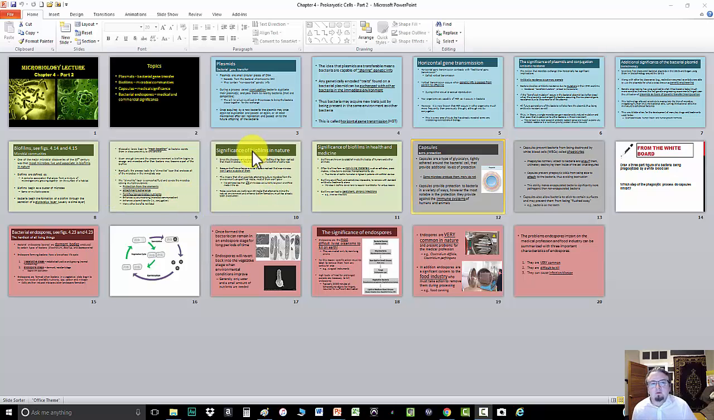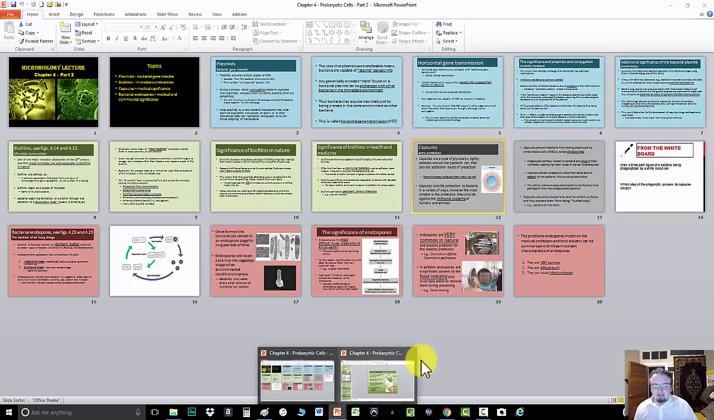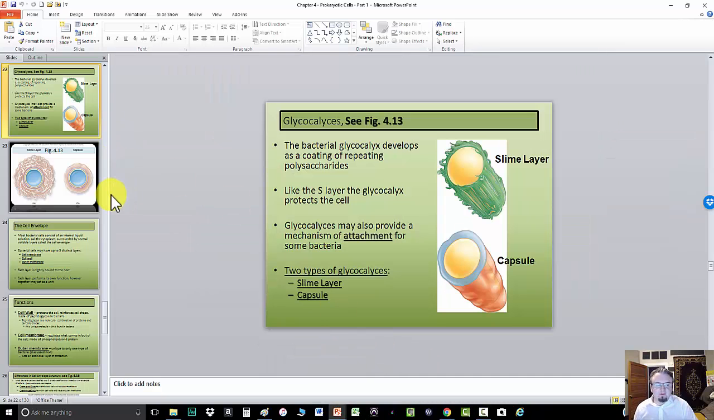In the last part of Chapter 4, Part 2, I want to talk about a couple more things. One of them being another type of layer bacteria secrete around themselves, another type of glycocalyx layer called the capsule. So if we jump back to Chapter 4, Part 1, that is, we talked about a capsule as being one of the two types of glycocalyxes, a slime layer and a capsule.